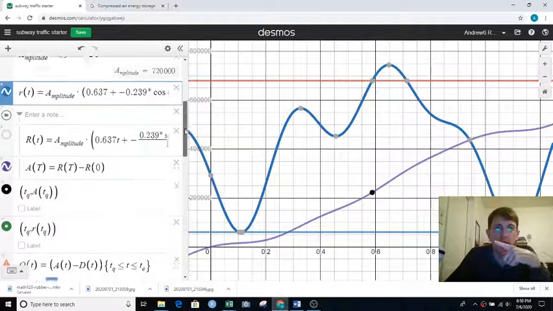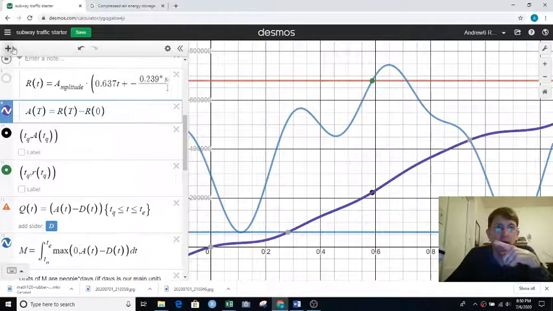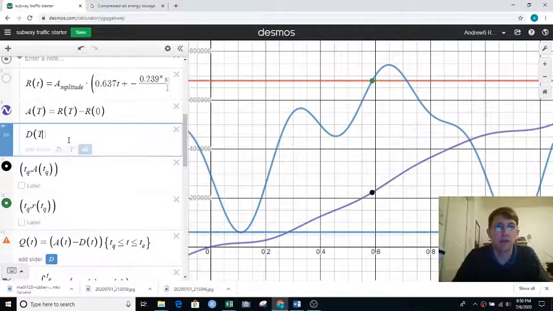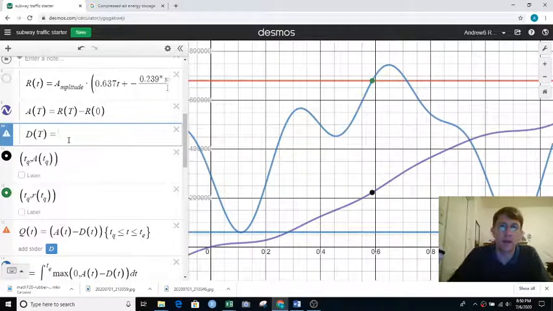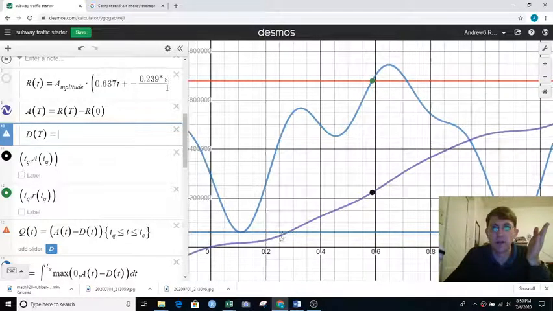We need to say, what is my departure curve? So let's add a new expression, d of t, and that's going to start here. Anytime before this, people arrive and depart immediately. They never have to wait because the subway train is not full. So d of t is going to track a of t all the way along here.